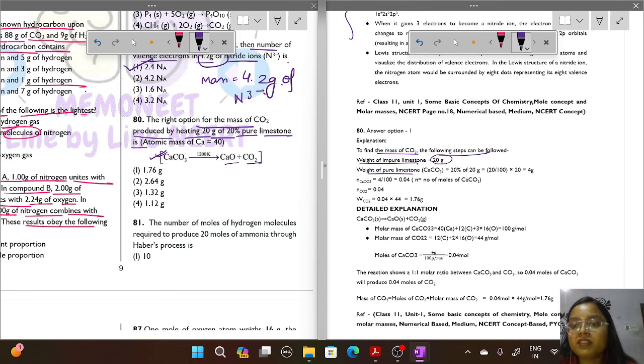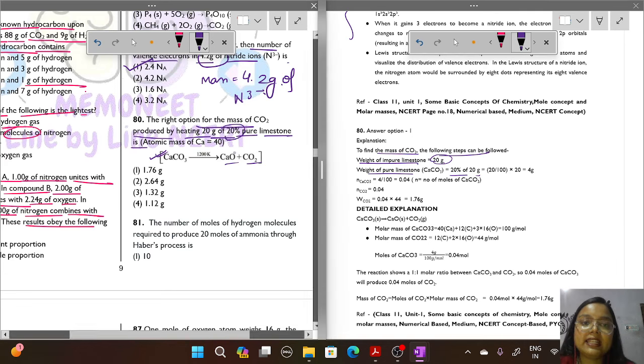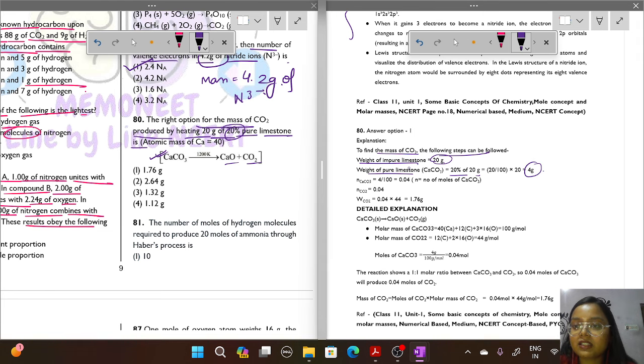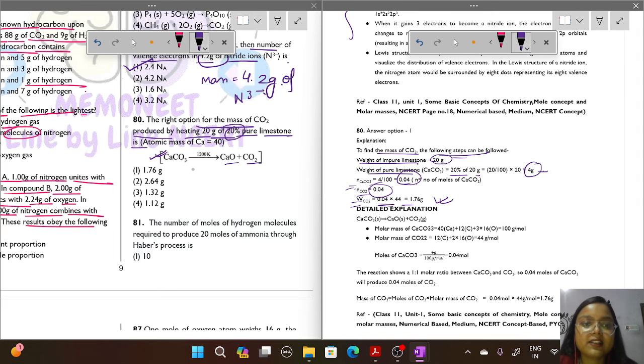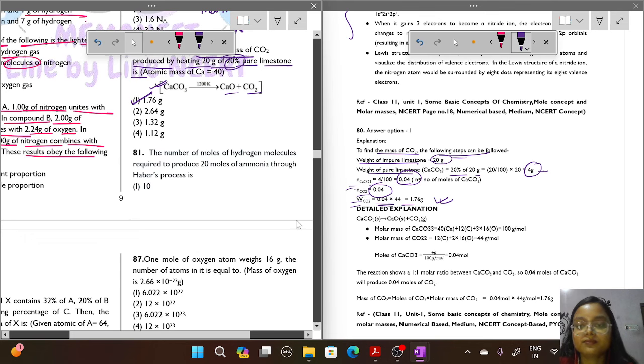So we will do 20% of 20 gram. It is given 20%, right? So it comes out to be 4 gram. So out of 20 gram, only 4 gram is pure. Now we have to find the number of moles of CaCO3, which is 0.04 moles, and the number of moles of carbon dioxide, which is 0.04 also. Okay, so what will be the mass of CO2? Mass of CO2 will be 0.04 into 44, which is 1.76. 1.76 is option 1. Option 1 will be the correct option.